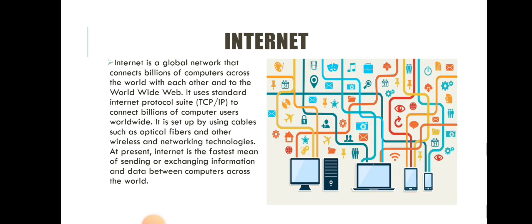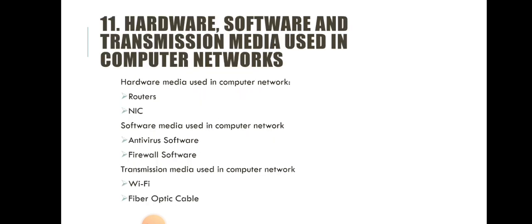Internet. The internet is a global network that connects billions of computers across the world with each other and to the World Wide Web, which is also known as www. It uses the standard internet protocol suite TCP/IP to connect billions of computer users worldwide. It is set up using cables such as optical fiber and other wireless and networking technologies. At present, the internet is the fastest means of sending and exchanging information and data between computers across the world.